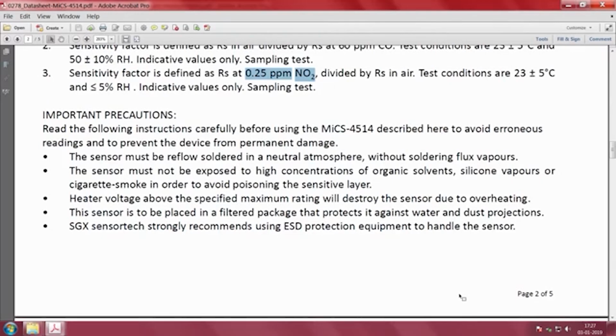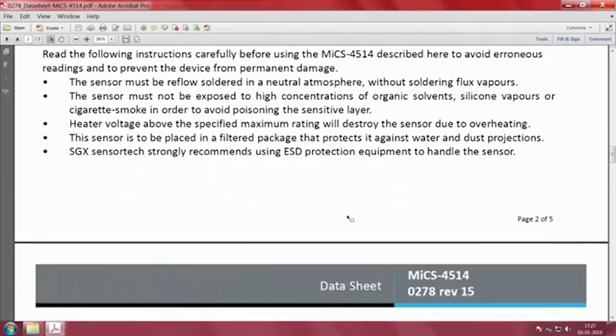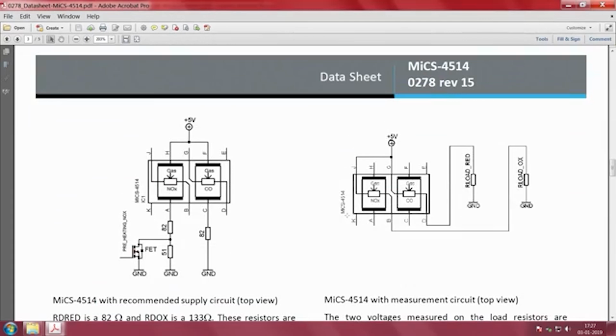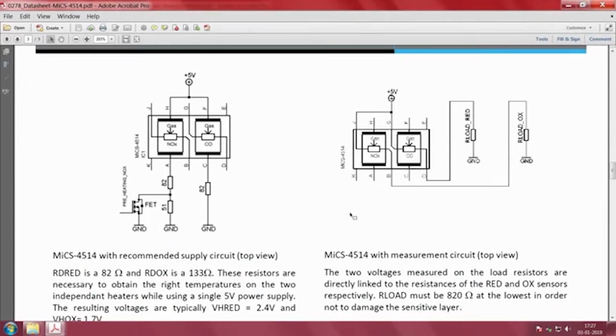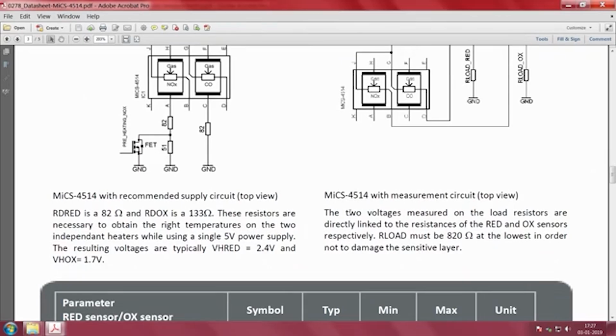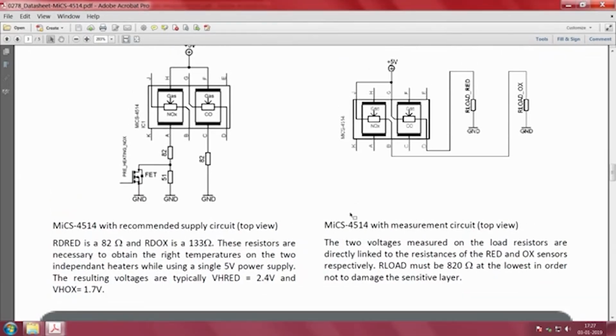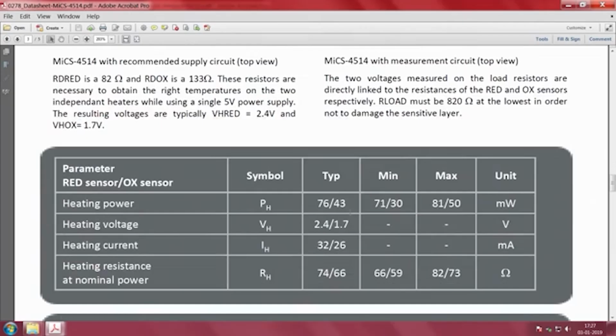And he gives you precautions for ensuring that the sensor should not be destroyed. How should you ensure that? No smoke, cigarette smoke and all that. You should not use manual soldering, you should do reflow soldering, and the heater voltage should not exceed the maximum rating and so on. You must also take care of ESD and all that. So you can see that this is the data sheet he has provided you, and a recommended supply circuit is given. This is for both the reduction and oxidation sensors.